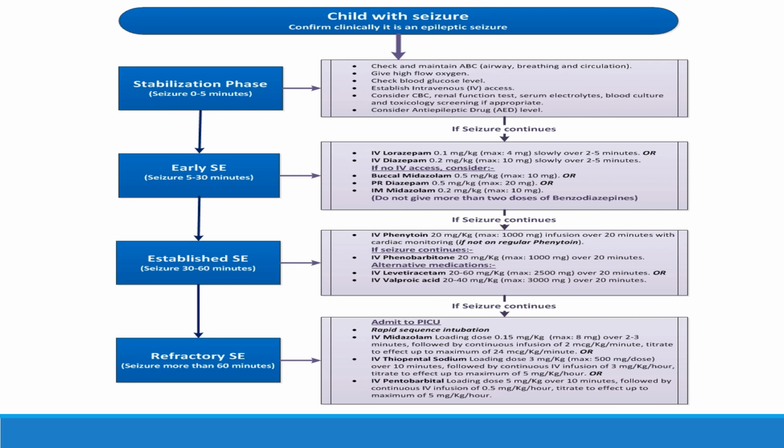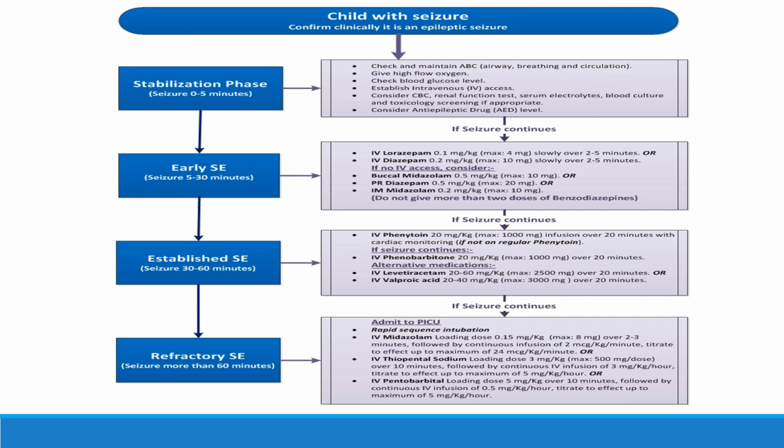We will start IV midazolam infusion with a loading dose of 0.15 mg per kg over 2 to 3 minutes, followed by continuous infusion of 2 mcg per kg per minute, with up titration to the desirable effect for a maximum of 24 mcg per kg per minute.